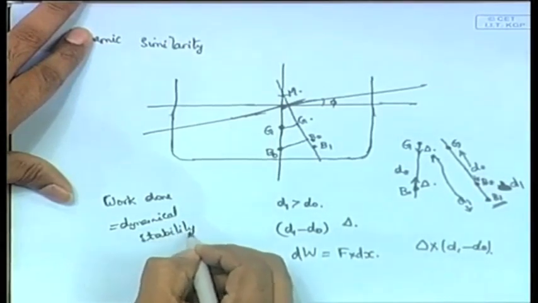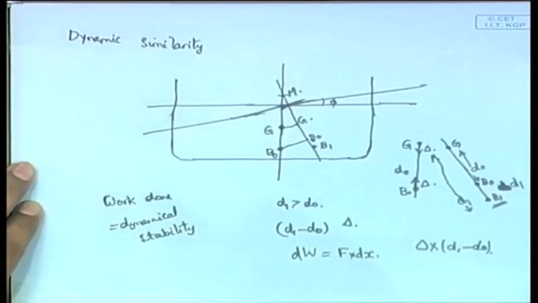So, dynamical stability, and you can call it a dynamical stability arm, but that is not done so much. The thing is, dynamical stability is a word used to represent the work done to heel the ship, that is dynamical stability.